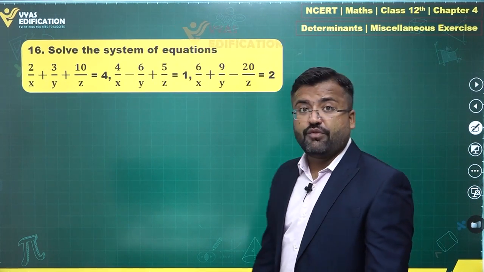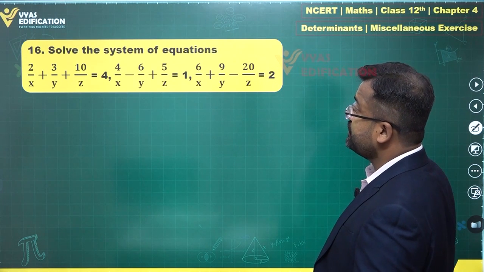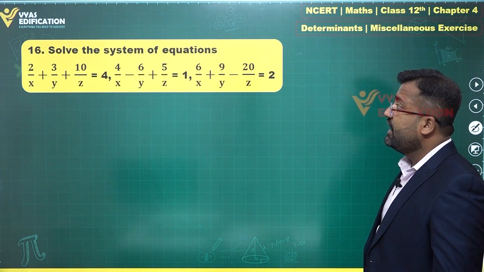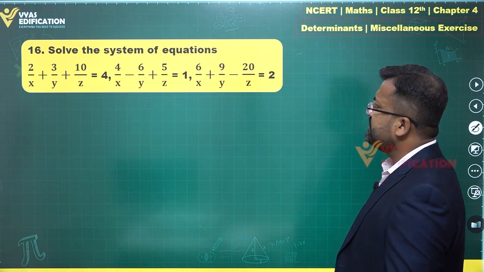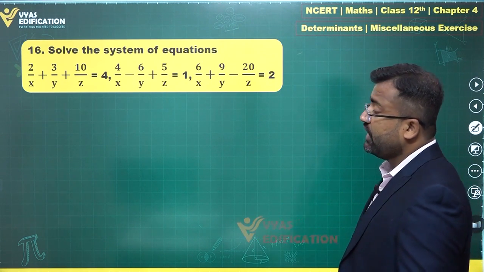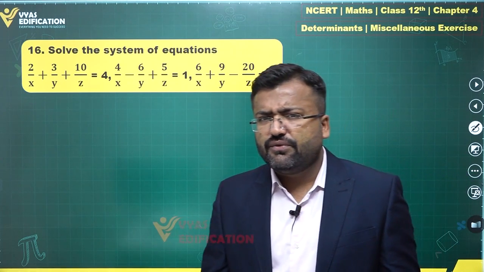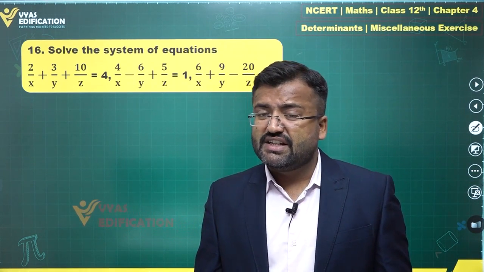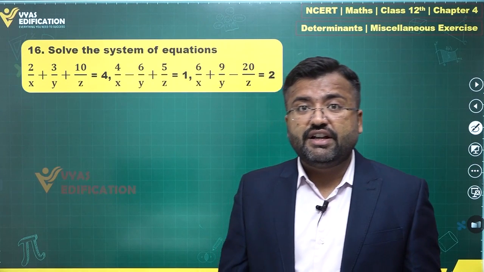16th, solve the system of equations. How do we solve the system of equations? 2 by x, 3 by y, 10 by z equals 4. 4 by x minus 6 by y plus 5 by z equals 1. 6 by x plus 9 by y minus 20 by z equals 2. Okay. So, these are equations in terms of, are they in terms of x, y, z? Yes. But will we solve them in terms of x, y, z?